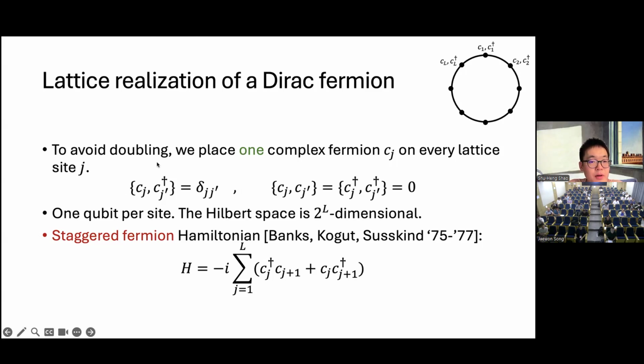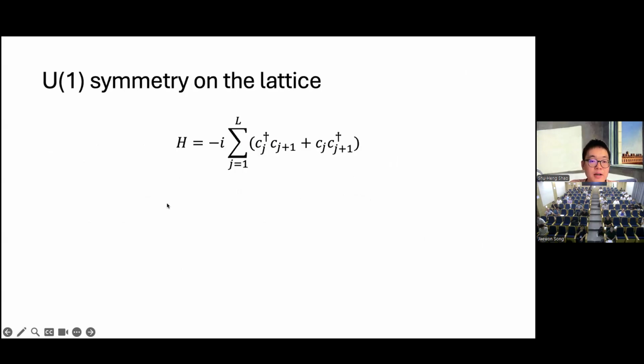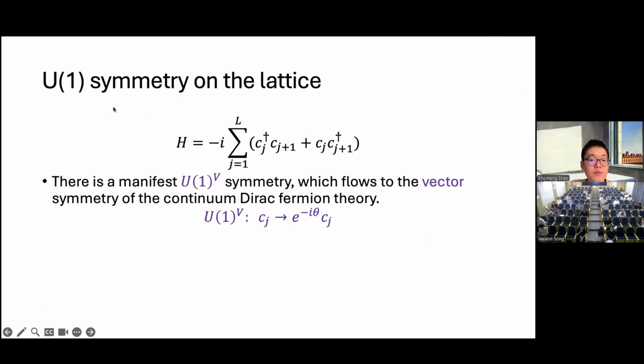Okay, so this is really the simplest possible lattice fermion Hamiltonian you can write down. It's nearest neighbor. You can add many more terms, but this one will be a natural starting point. As I already said, the continuum limit is one free massless Dirac fermion. It's non-chiral. It has a left mover and a right mover. So there's no fermion doubling problem. But as I commented earlier, the question we would like to ask is, can we realize all the chiral global symmetries of the continuum theory on this lattice model?